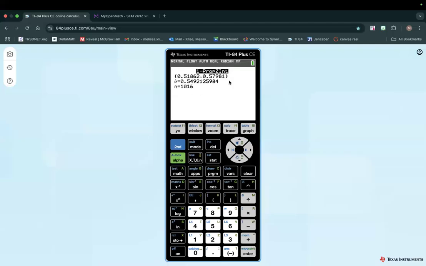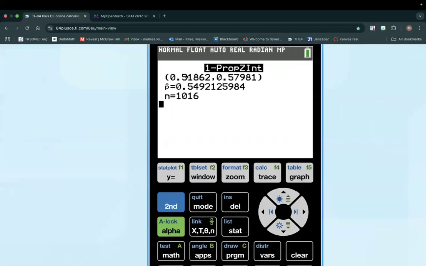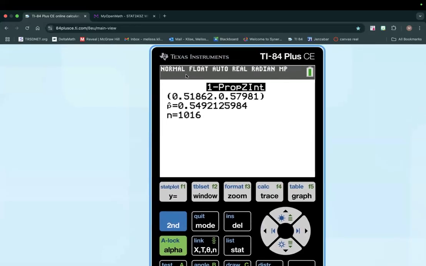So I'm going to hit calculate. And what it gives me is this right here. Now obviously because they don't round, their numbers are slightly off of what mine are, but it's going to work because it's still 52% and 58%, which is probably what you're going to get in My Open Math. But what it doesn't tell you is the margin of error. It only gives you the p hat, and it gives you the upper and lower bounds.